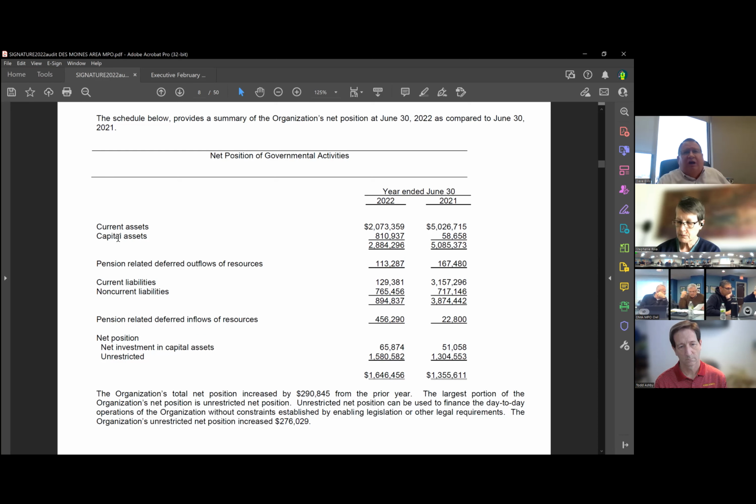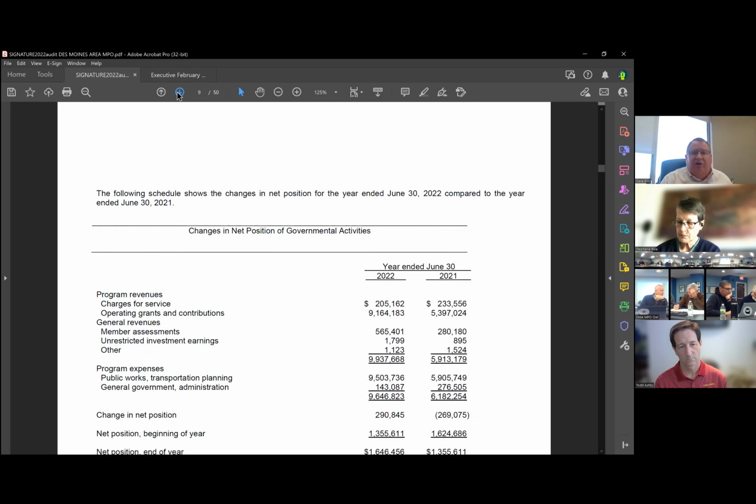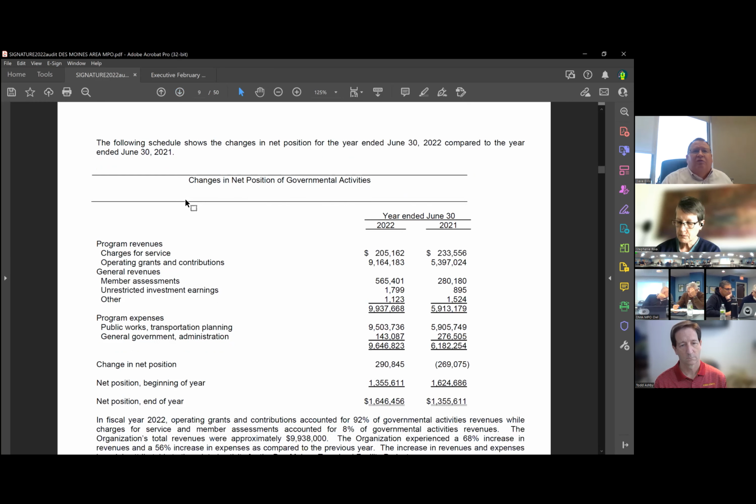On the next page, page 9, is your statement of changes in net position, a comparison from the prior year. Again, total revenues went up about $4 million, from 5.9 to 9.9. Expenses went up from about 6.2 up to 9.6, about a 3.8 million increase. So your change in net position compared to last year is a 291,000 increase compared to a 269,000 decrease in the prior year.